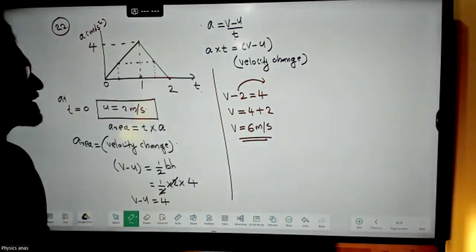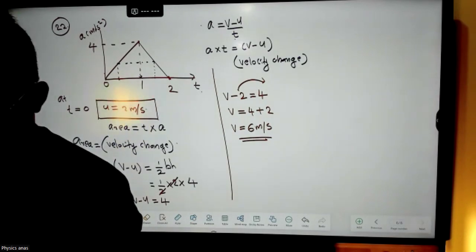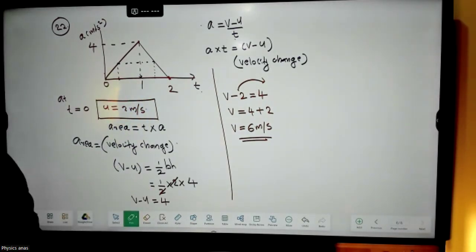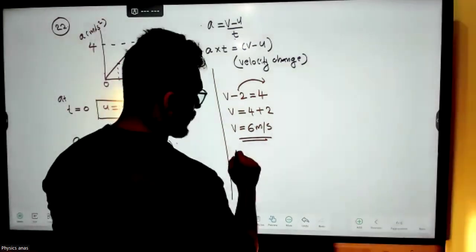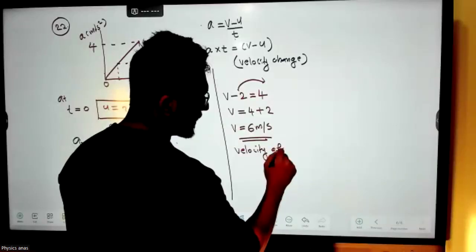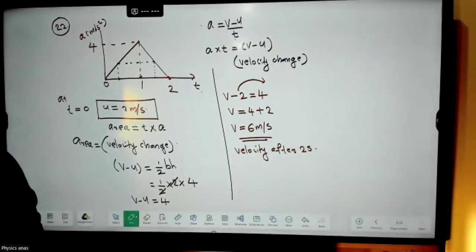This is the velocity at 2 seconds. Find the velocity after 2 seconds, that's what we have to find. So this is the velocity after 2 seconds. Did you understand that?